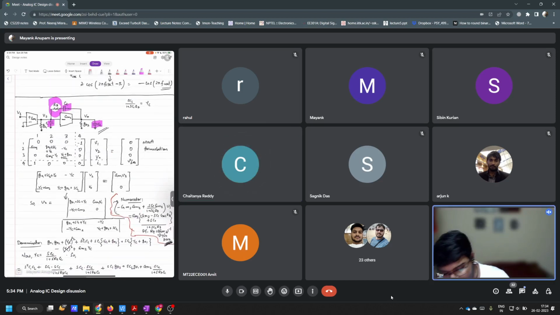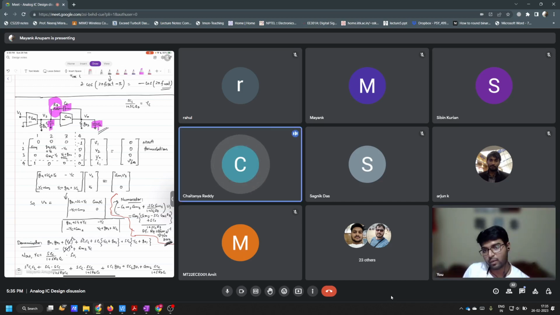But that is with the intuition, right? You can assume that because of this RZ, you will have a pole, and where will that pole be? You can see that RZ is in series with three capacitors, isn't it? CC, CL, and C1. Can you say why the first pole is not getting much affected by RZ?